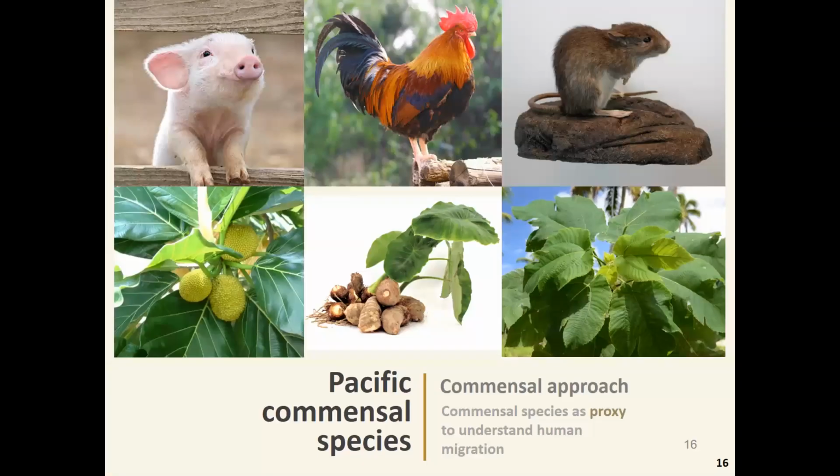And so these animals and the crops they grow or cultivate have a very tight relationship with the Austronesian people. So when they migrate, these animal or plant species were transported along with this migration. And so these organisms, what we call Pacific commensal species, provide a very interesting study subject, because if we can trace the migration of these crops or animals, we can try to understand how the Austronesian people migrate. This approach is what we call a commensal approach, okay?